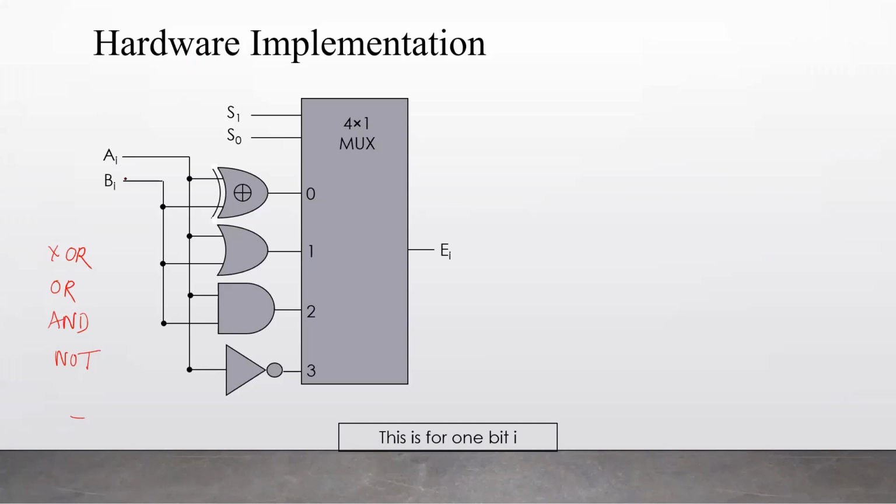Here, Ai and Bi: we are taking the ith bit of the A register and the ith bit of the B register. These 2 bits are applied to the XOR gate and to the OR gate, and also to the AND gate. And the NOT operation takes a single bit. The input to a NOT gate is a single bit, so here Ai is given as the input to the NOT gate.